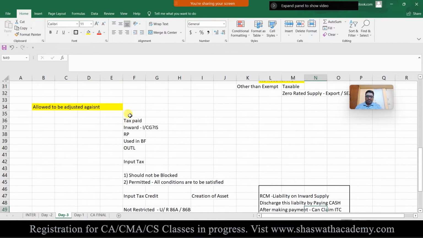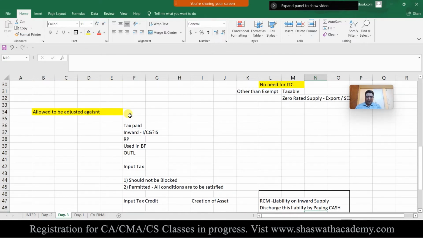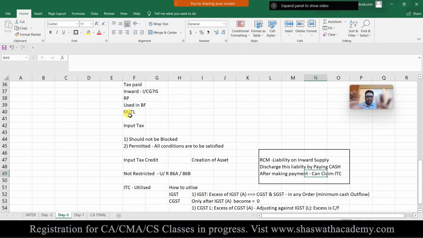Guys, this is the flow in which you have to understand the ITC chapter, and this is the complete overview. Starting with simple tax paid, we validate whether it is input services or capital goods, used for business purposes by a registered person, in the course of business furtherance, and not used for purposes other than taxable supply, then we call it input tax. After that we check whether it is blocked. If it is blocked, the matter ends there, and we check whether all the conditions are satisfied. If any one condition is violated, the matter is gone. After that only can we call it creation of an asset.